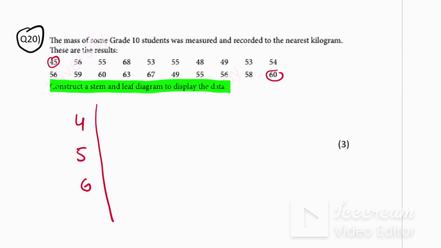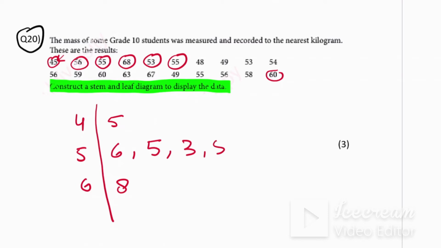Now this one is 45, so 4 is the stem, 5 will become the leaf, here you will write 5. Second one is 56, so 5 is here, you will write 6. Next one is 55, you will write a comma and then write a second 5. This represents 56 and 55. Then 68, you will write 8 here. 53, you will write 3 for this. 55 again, so you will write 5. 48, so you will write 8 here. 49, you will write 9. 53, so 5 is here, you will write 3. 54, you will write 4 here.